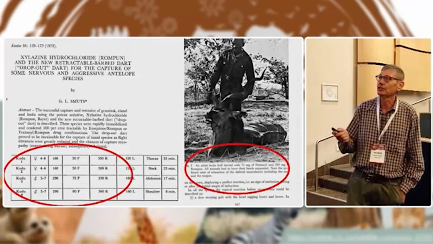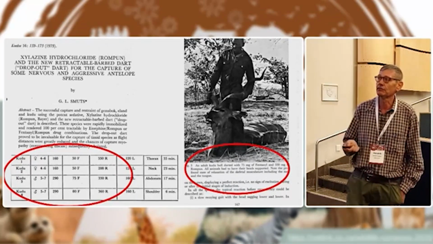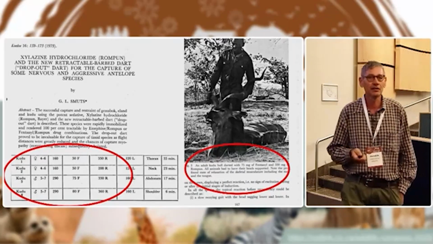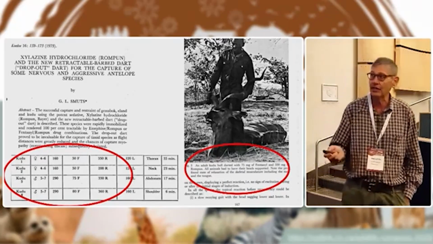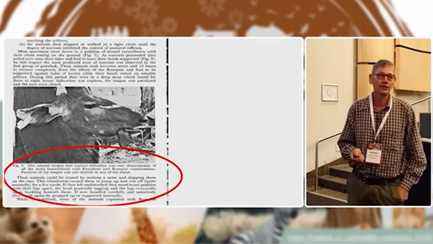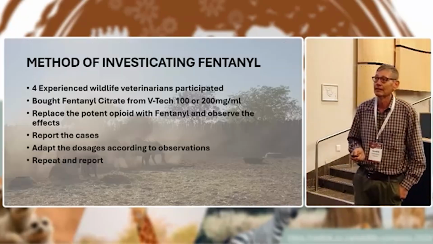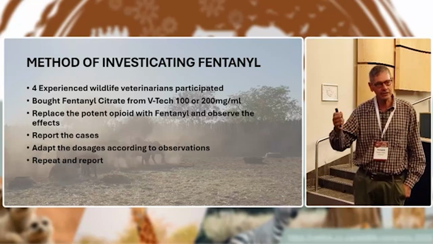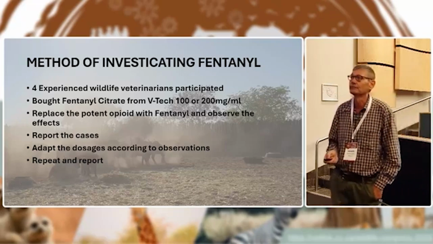That's the publication from 1973 where they used 50 to 80 milligrams on kudu with 350 xylazine. That must have been an incredible volume. They worked at 30 milligrams per mL at that stage, but all the reports said the anesthesia was very, very good.